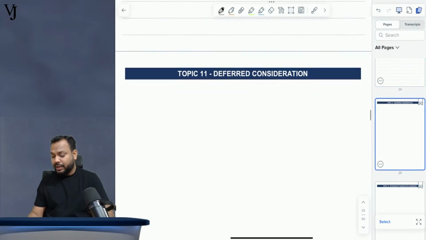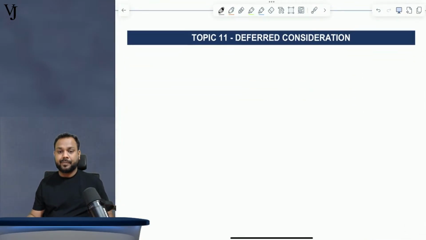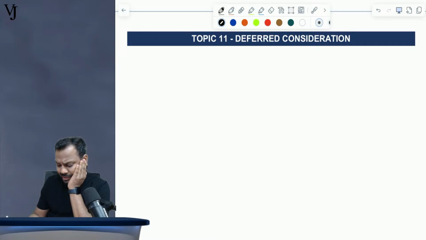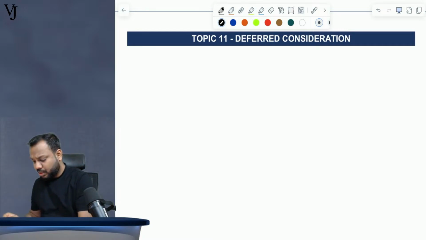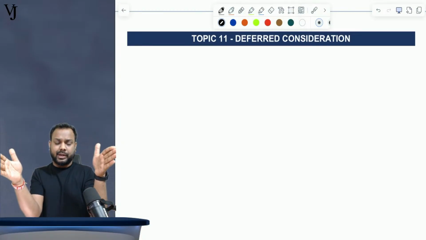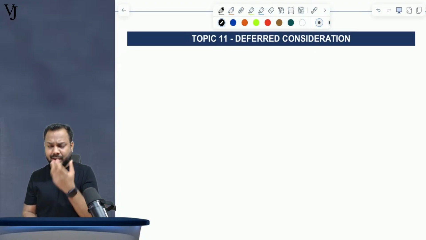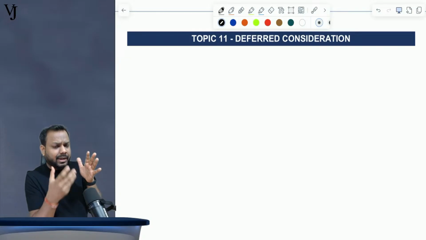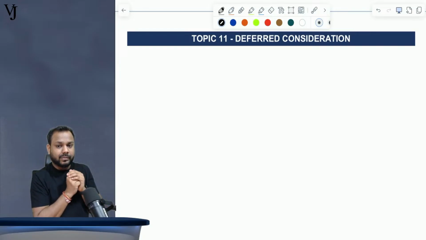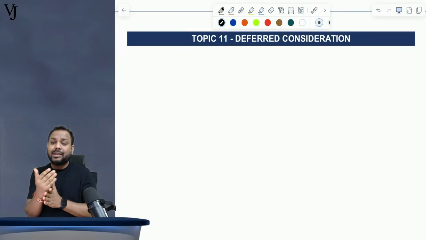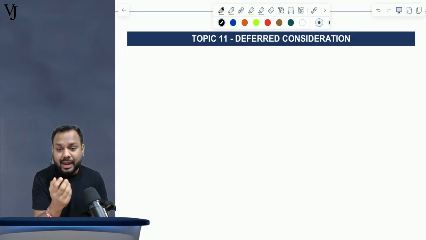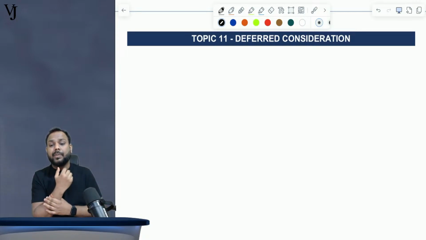Now moving on to the next concept of deferred consideration. Many a time we see in the question that a parent company had acquired a subsidiary by paying cash consideration and deferred consideration, but the parent company has forgotten to recognize the deferred consideration. How will that be accounted?